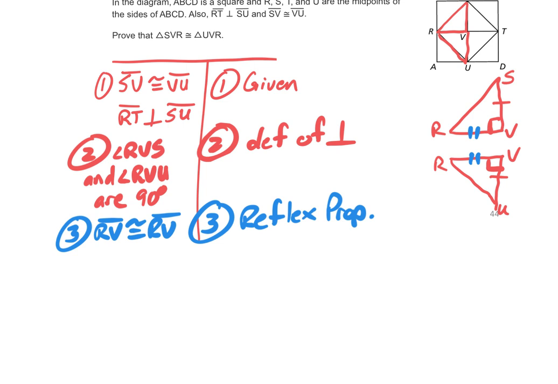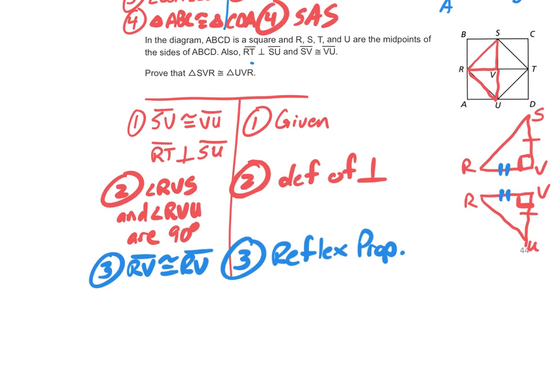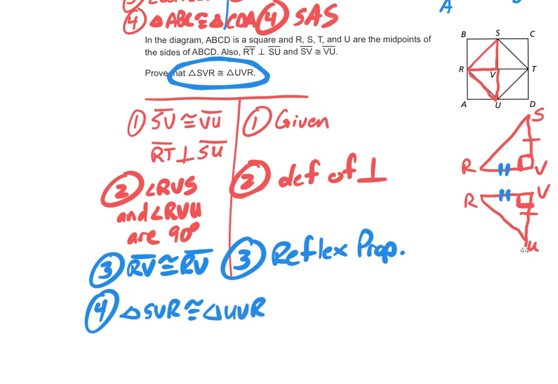Okay? Do we have enough? Yeah. Okay. So our final statement, and you don't have to come up with your own statement here, as it's stated right here, we're trying to prove that those two triangles are congruent. So just copy that down here into step 4. Triangle SVR is congruent to triangle UVR because of side angle side.